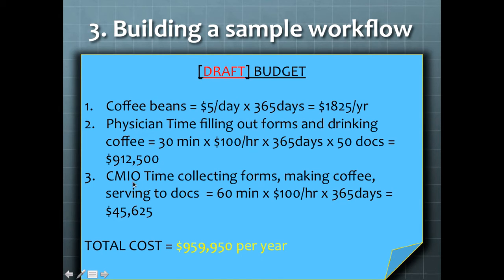$912,500. And then if we figure out the CMIO portion of that, and that's time collecting the forms, making the coffee, and serving it to the docs, let's say that's conservatively 60 minutes times $100 an hour times 365 days. That ends up being about $45,625. So the total estimated cost for this workflow is almost $1 million per year. That's an important number. Before we go on, it's important to look for preliminary approval and make sure that you secure the budgeting.